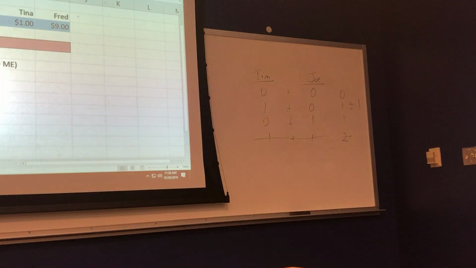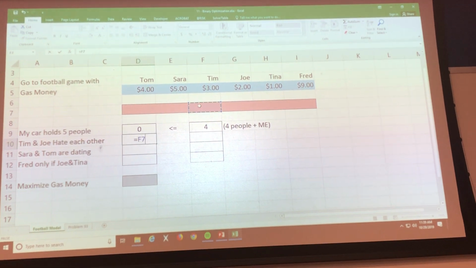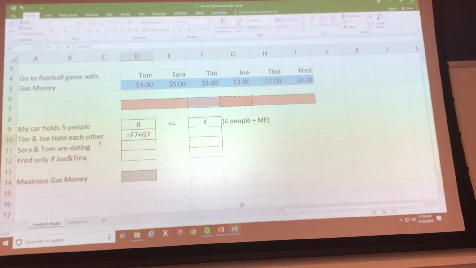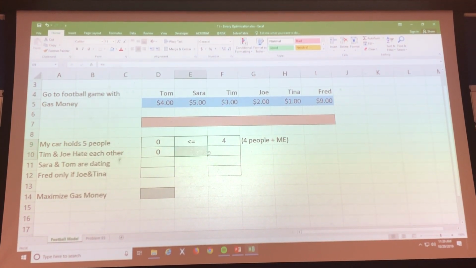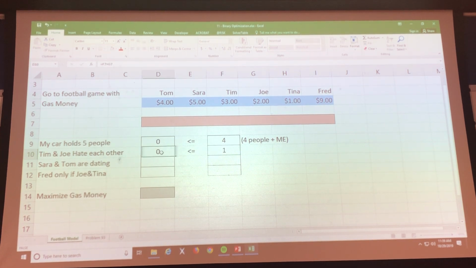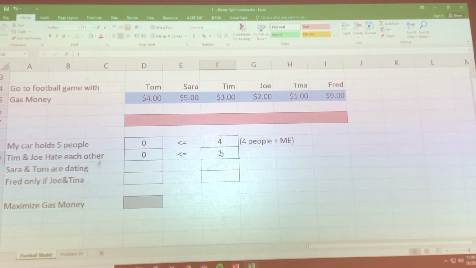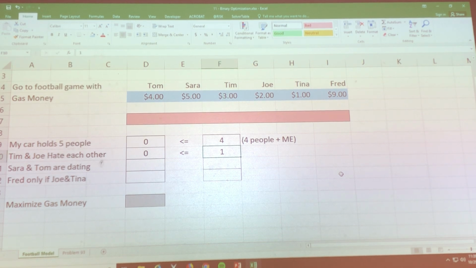So on one side of this, because we're just documenting it here, obviously we'll have to go into Solver later, we sum up the binary cells that go with Tim and Joe, which would be F7 and G7. Add up F7, G7, I don't care which way you do it. Make sure that is less than or equal to 1. On this side I have F7 plus G7, on this side I just have a constant. That's not always how it's going to work, but that's the way it works on this one.